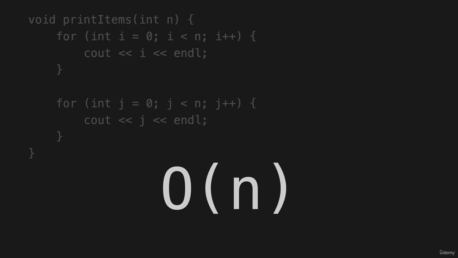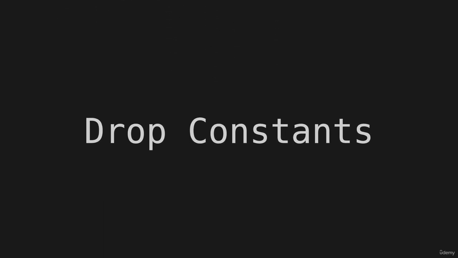So that's why we have these rules of simplification. And we'll see a couple more rules of simplification as we are going through this big O section, and it actually makes big O a lot easier. But our first rule of simplification is drop constants.